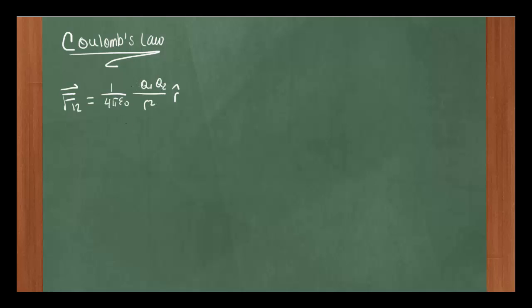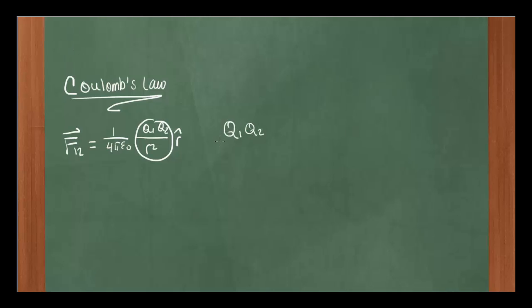Before I move on, I want to go over what this means first. Q1 and Q2 are the two charges of interest. So let me write that out. Two charges of interest. And don't worry, I'll do an example and I'm sure it'll make all of this more clear. But for now, I'm just going to write out what all of these mean. R is the distance between the two charges. So let me write that out.